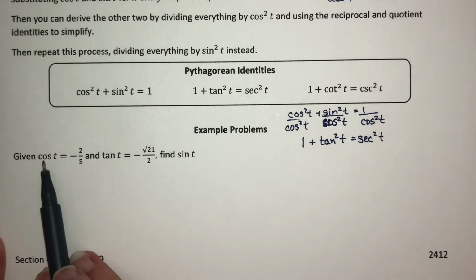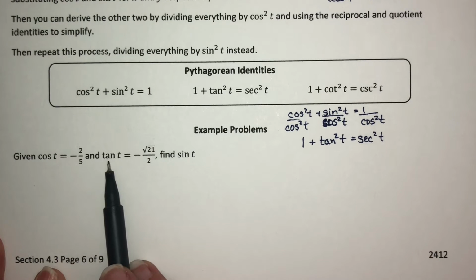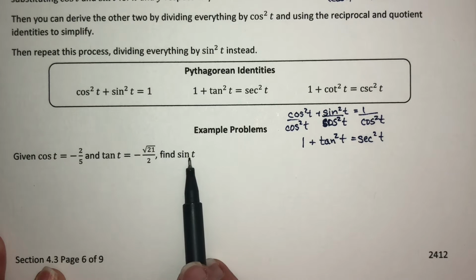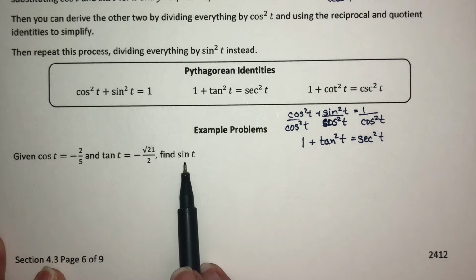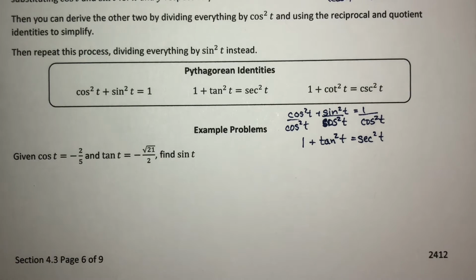We are given cosine and tangent values, and they want us to find the sine value. So what I'm going to do is look for an identity that has a sine and a cosine and a tangent in it so that I can make those adjustments.